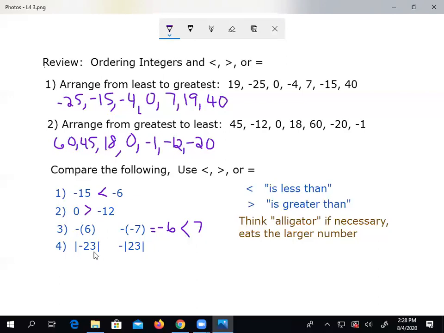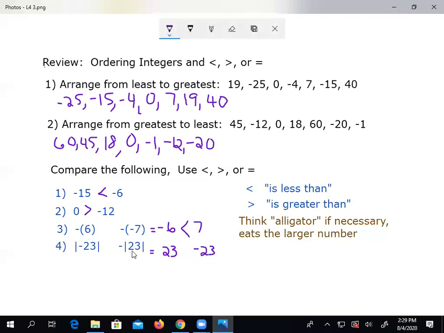Here I got to do absolute values. So we know that the absolute value of -23 is going to be, how far is -23 from 0? Well, that'd just be 23. Because remember, absolute value always turns it into a positive number or 0. And when I do this one, the absolute value of 23 is 23, but you still got to take the opposite of that. So that turns into a -23.